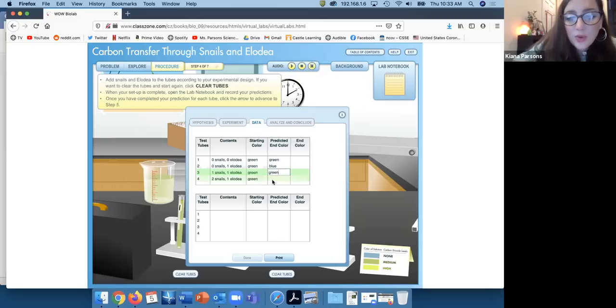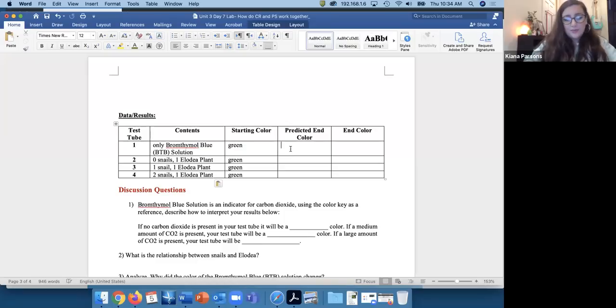Now this last one has 2 snails and only 1 elodea. So in this last one, there are theoretically 2 organisms that are producing carbon dioxide via cellular respiration, and only 1 elodea to balance their carbon dioxide output. So we can see here in our color of solution chart, there is a high carbon dioxide color indicator, which looks to me to be like a yellow shade. So that's my predicted end color for test tube number 4 that has 2 snails and only 1 elodea. So we're going to put those predictions, green, blue, green, yellow, into our lab sheet.